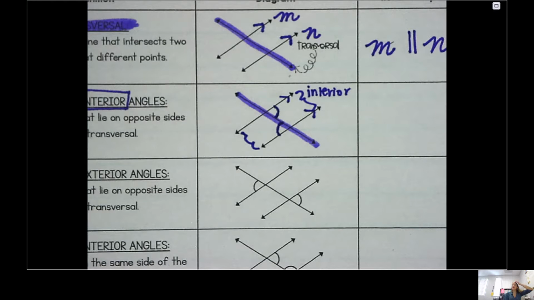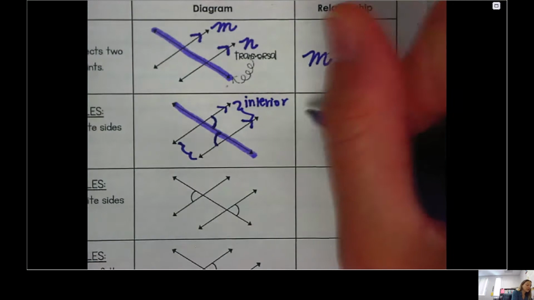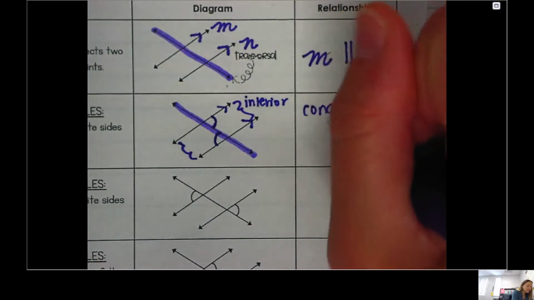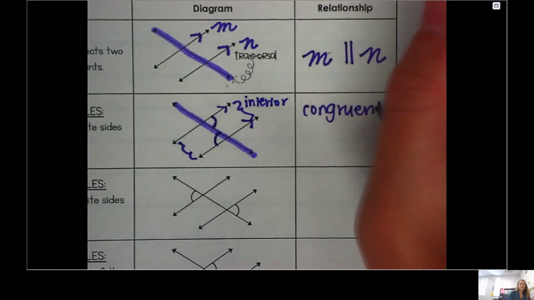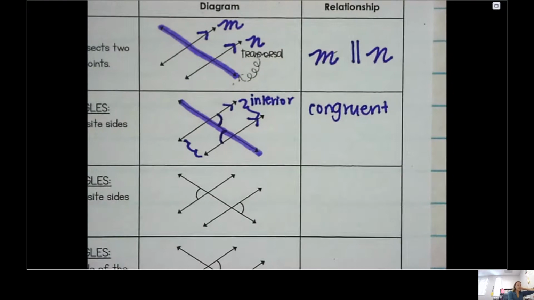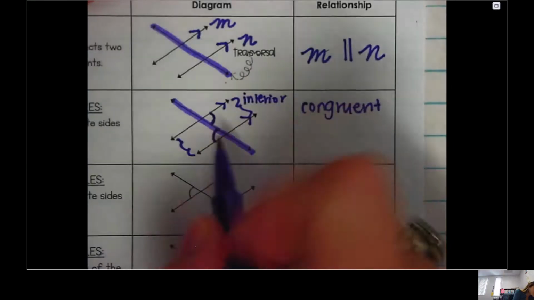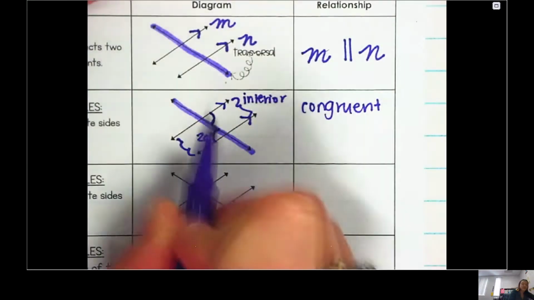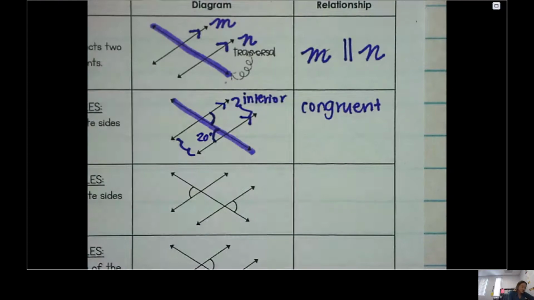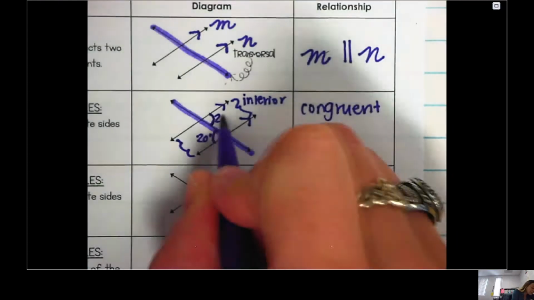Good. These two angles are exactly the same. They are congruent. Same size, same shape. Congruent. That means they're exactly the same. So if this angle right here was 20 degrees, what does that mean this angle over here has to be? 20 degrees. It better be exactly the same.